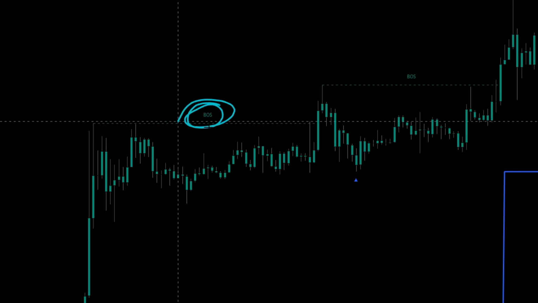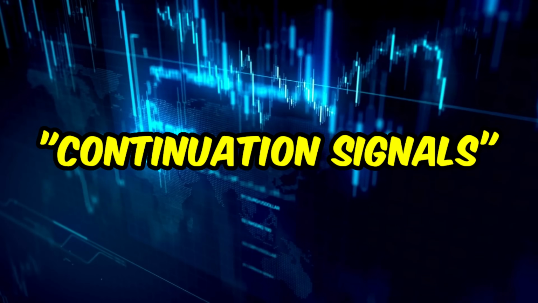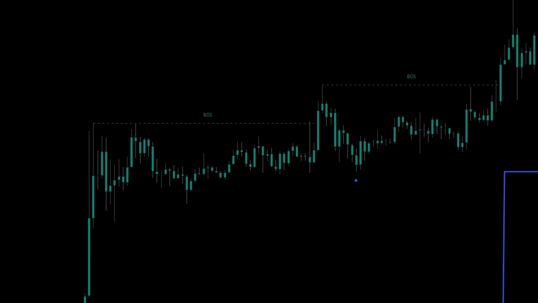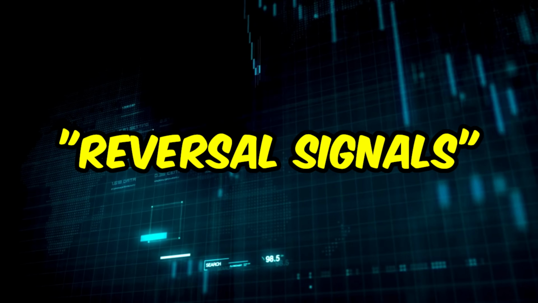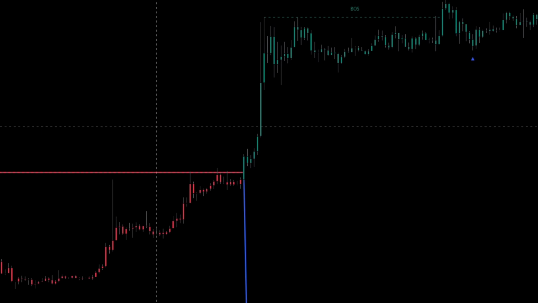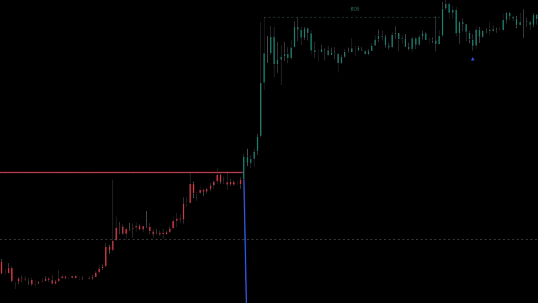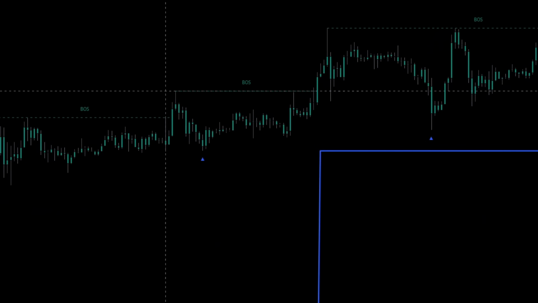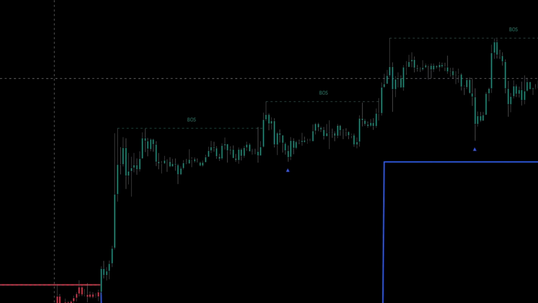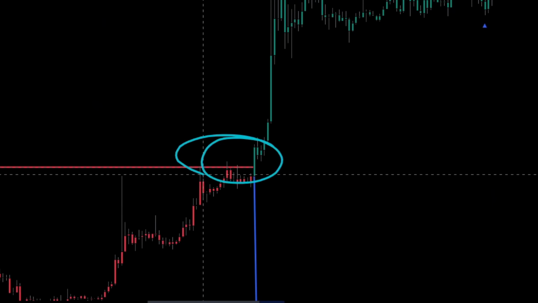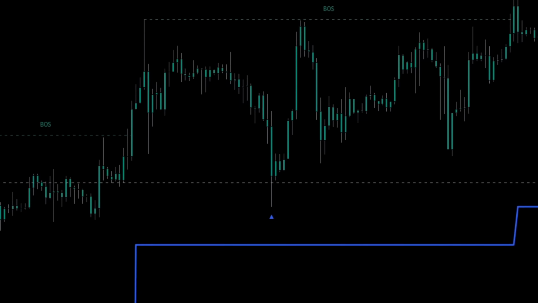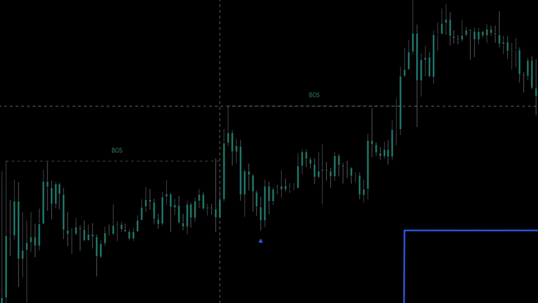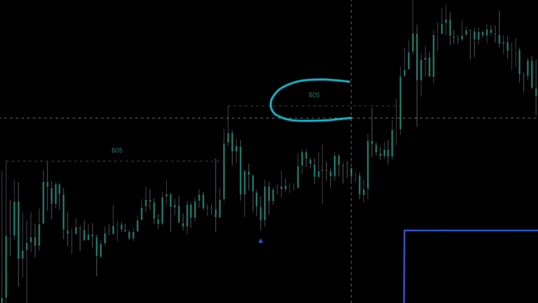So you can think about the BOS signals as continuation signals, while the MSS signals, like we had right here, are basically reversal signals. So we get both reversal signals and we also get continuation signals from this indicator. You can see that this signal all the way down here was basically the beginning of a long uptrend, but within the uptrend we had many sort of smaller breaks of the uptrend.